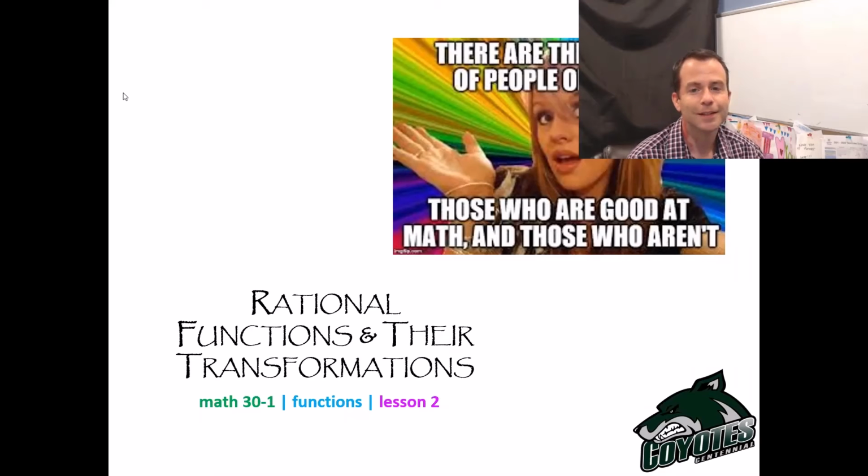Hey friends, so lesson 2 of our big long function unit in 30-1 is going to involve conversation around rational functions and their transformations. Now, in 20-1, you focused lots on rational functions, but it was all algebraic, okay? So you looked at, and really we didn't look at functions as much as we just looked at expressions, okay?